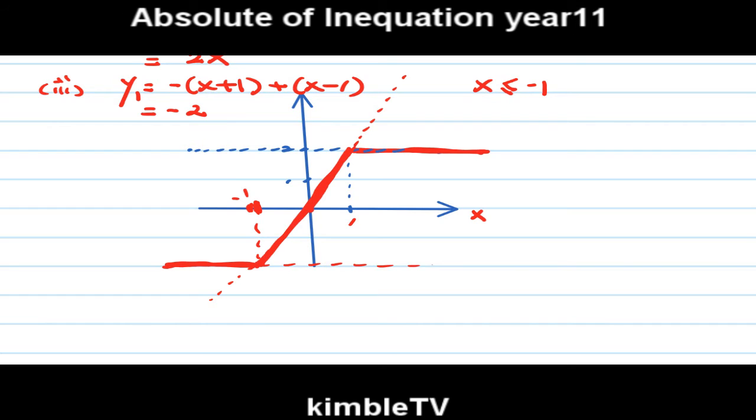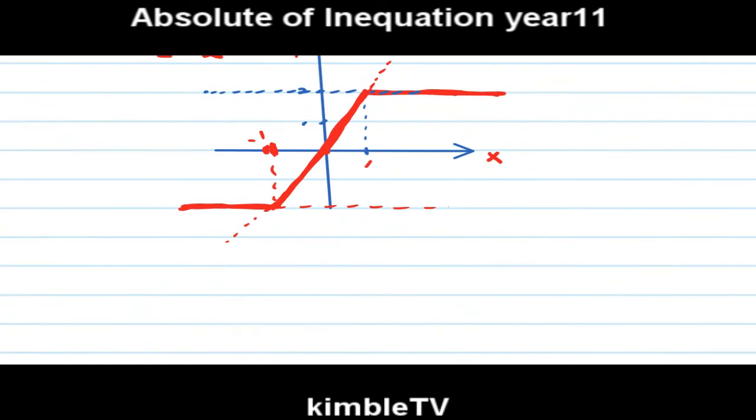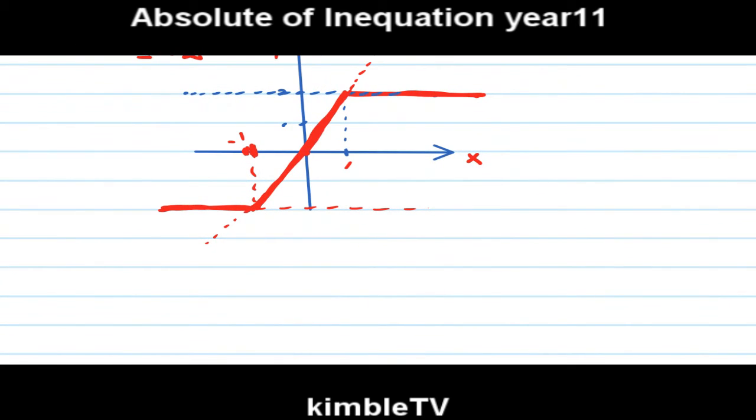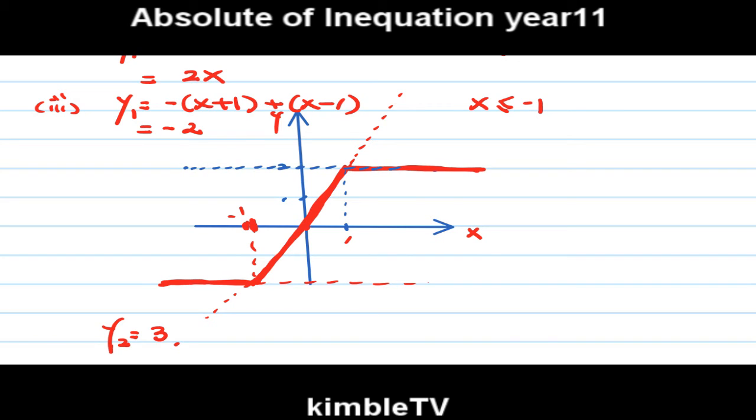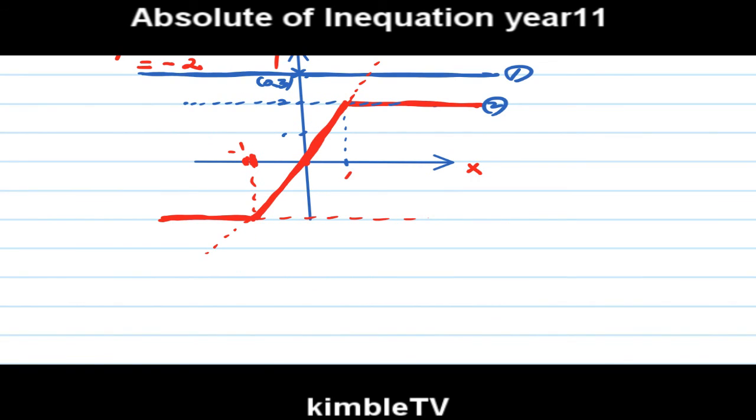This is x and y. And y2, have a look at the y2 graph. y2 is 3. Where is 3? The y equals 3 line passes through 0 and 3. Two graphs do not meet at any point, so you should answer undefined.